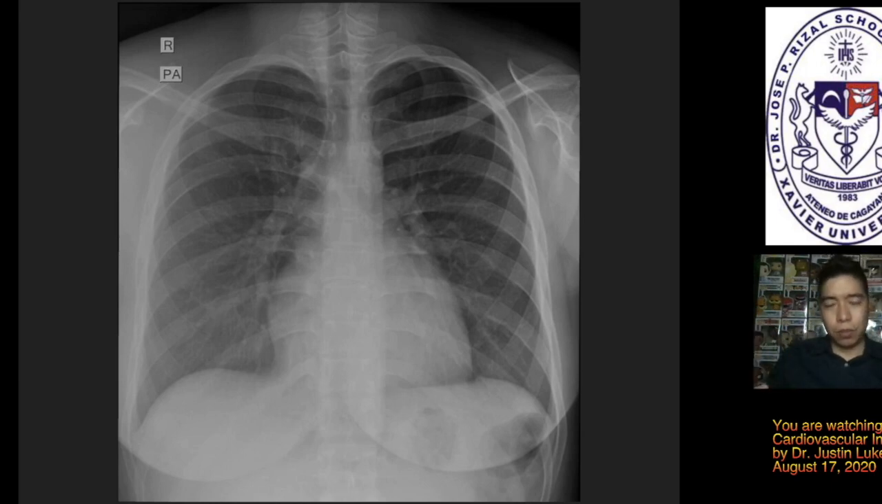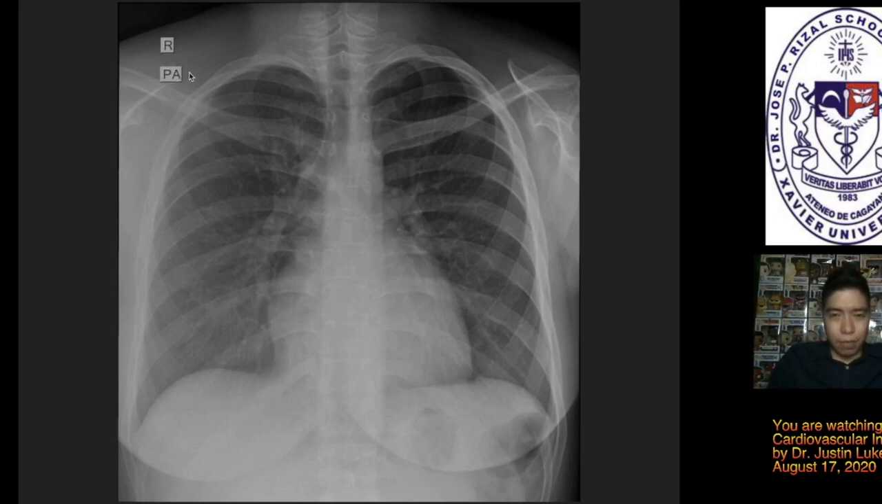So you really have to master, or practice and train your brain to see what is normal. By looking at normal radiographs, you'll be able to identify if something is wrong and should not be there in the first place. So this is our first chest radiograph.